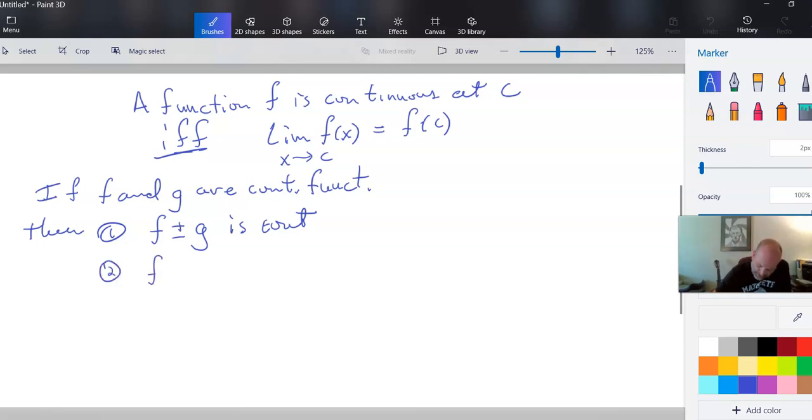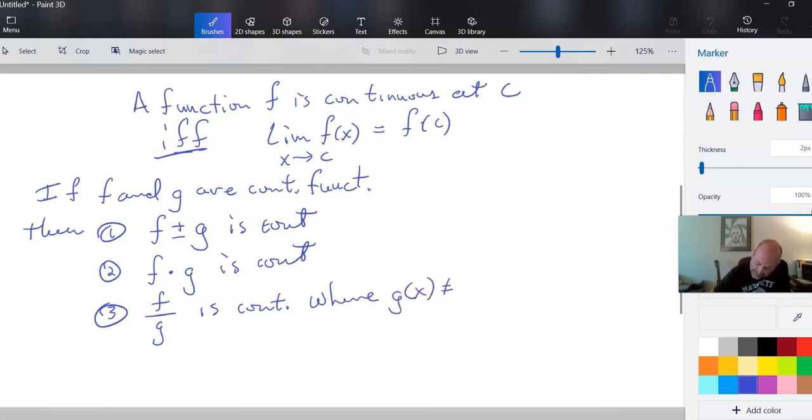2, the product of two functions is continuous. The quotient of two functions, well, I'll put it this way. It's continuous where g of x is not equal to 0, right? Because you don't want to be dividing by 0. Okay.